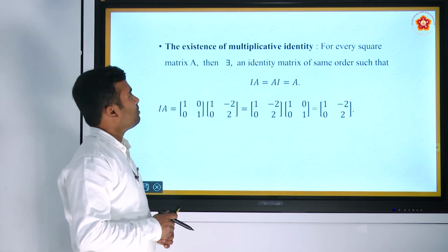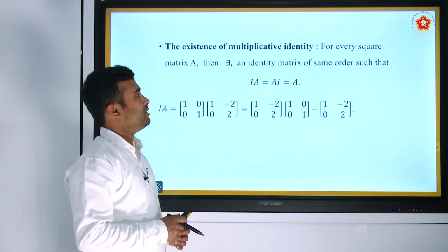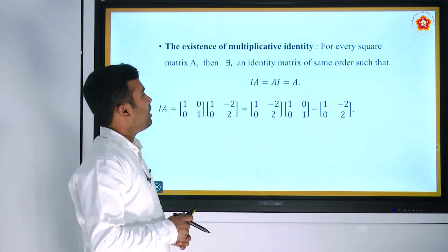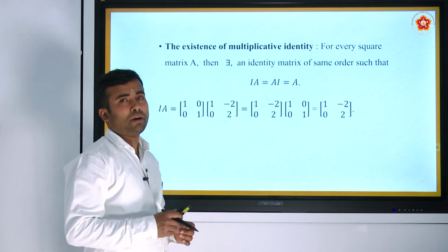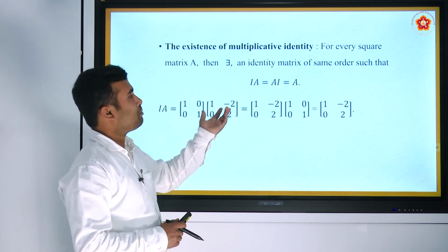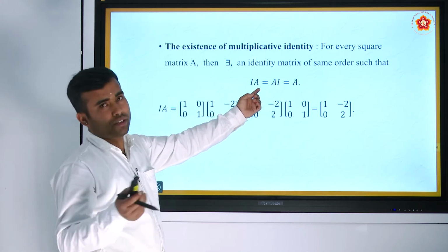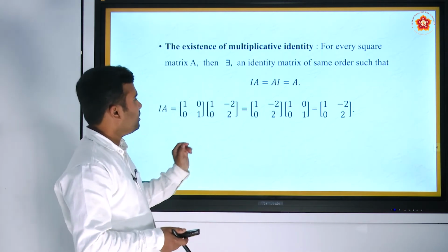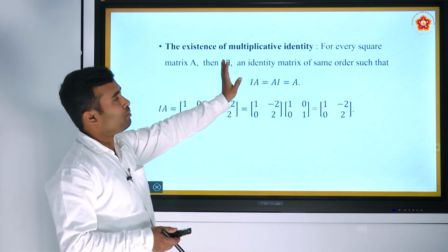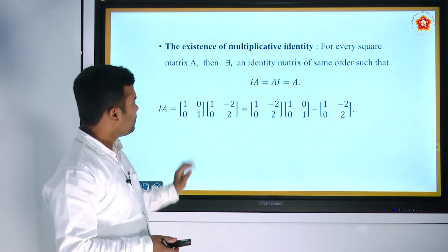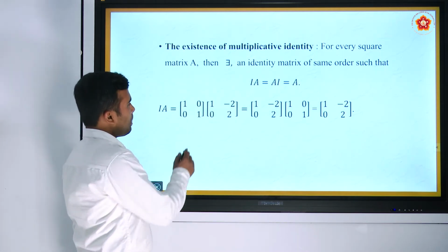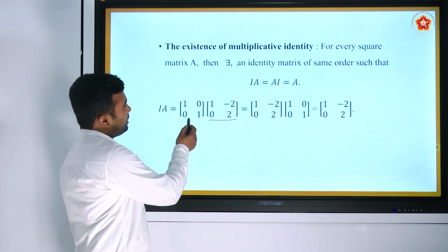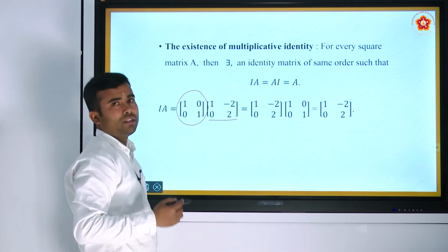Next, the existence of multiplicative identity. For every square matrix A, there exists an identity matrix of the same order, such that, say for example, if A is a square matrix of order 3, then I should also be a square matrix of order 3, and then the existence of multiplicative identity we can define. For instance, here I have taken one example. A is a square matrix of order 2, and in the same way there exists an identity matrix of order 2.